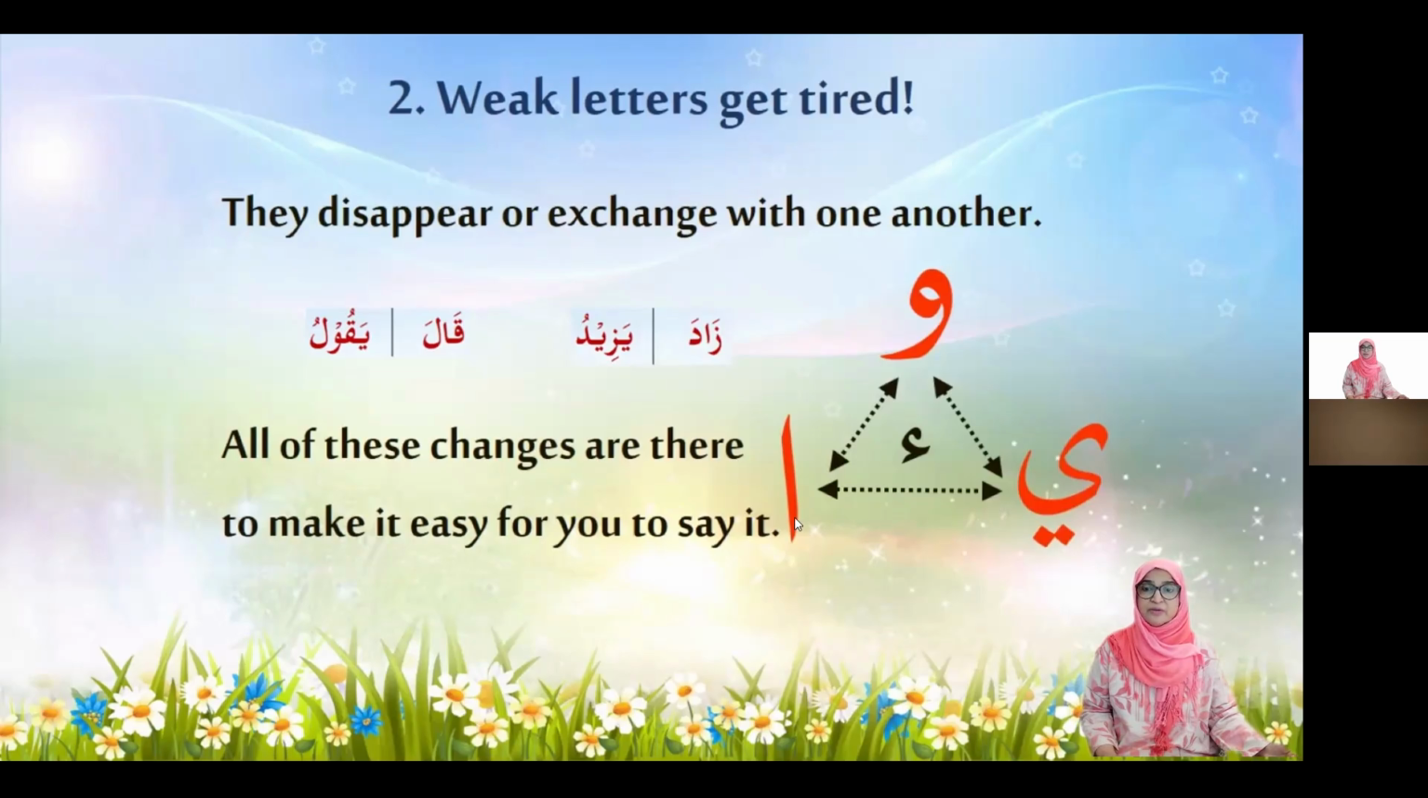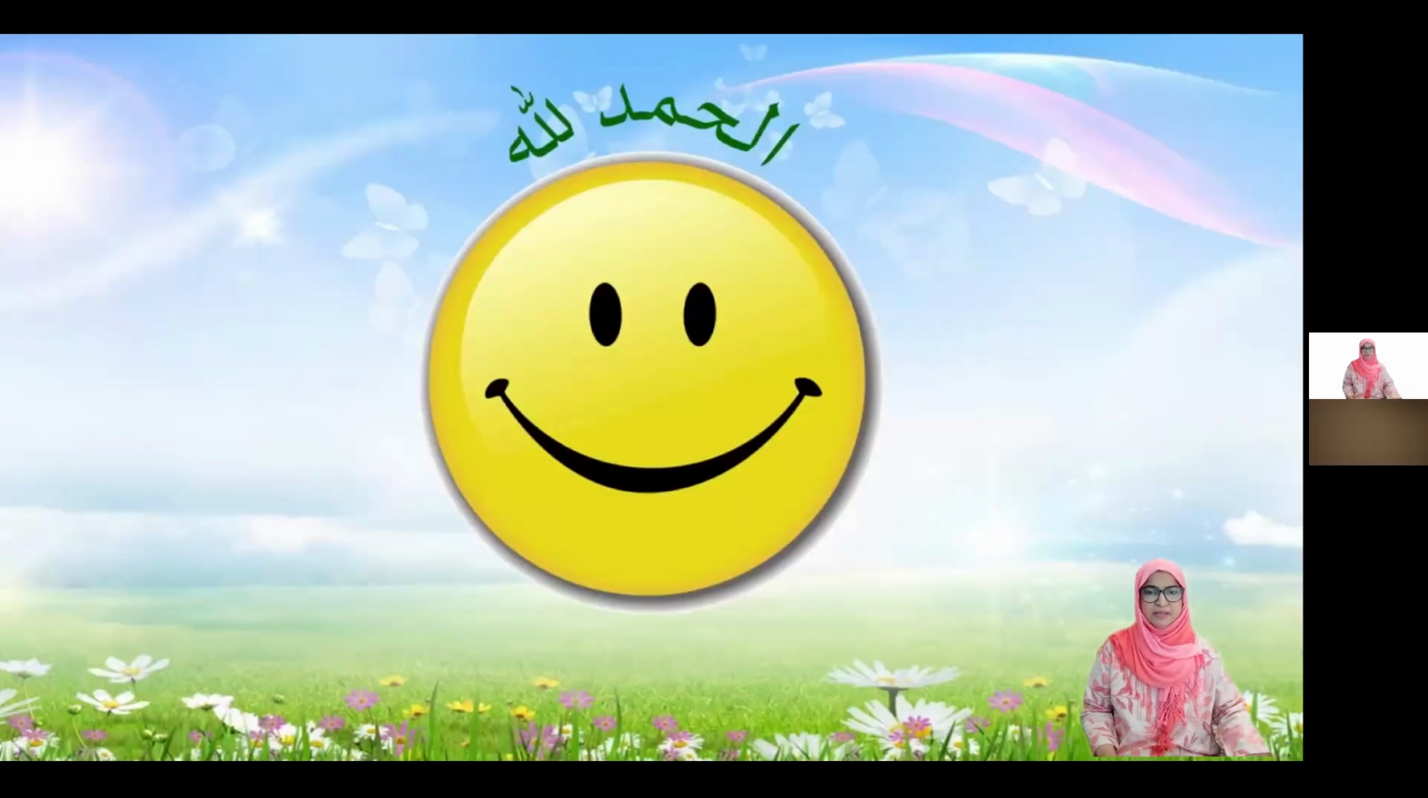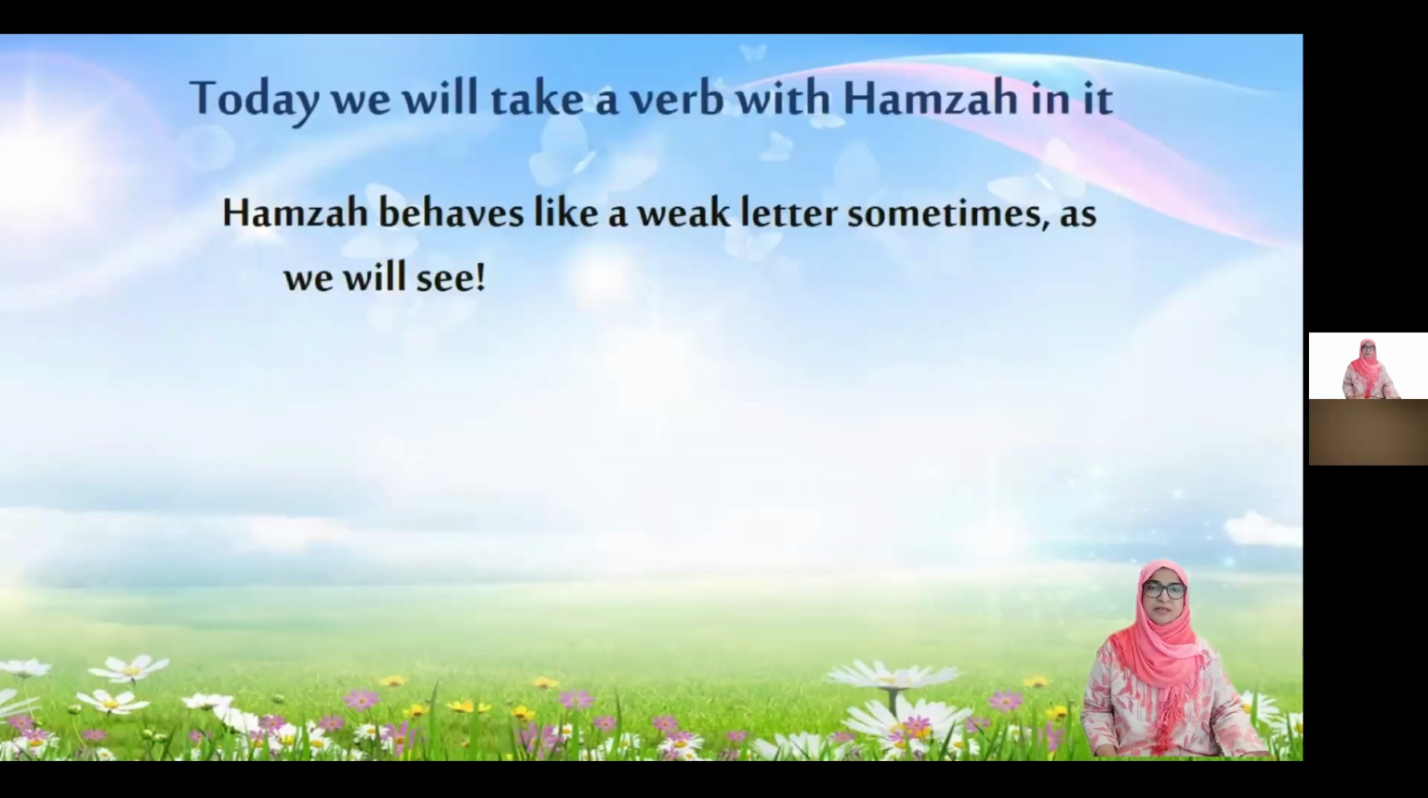So here, they will exchange waw with alif or ya, whatever they will exchange. For example, zada, the alif disappeared and becomes yazid. Qala becomes yaqul. Like this, they will change. So alhamdulillah, we are done with our little bit of introduction for today's class and the revision.